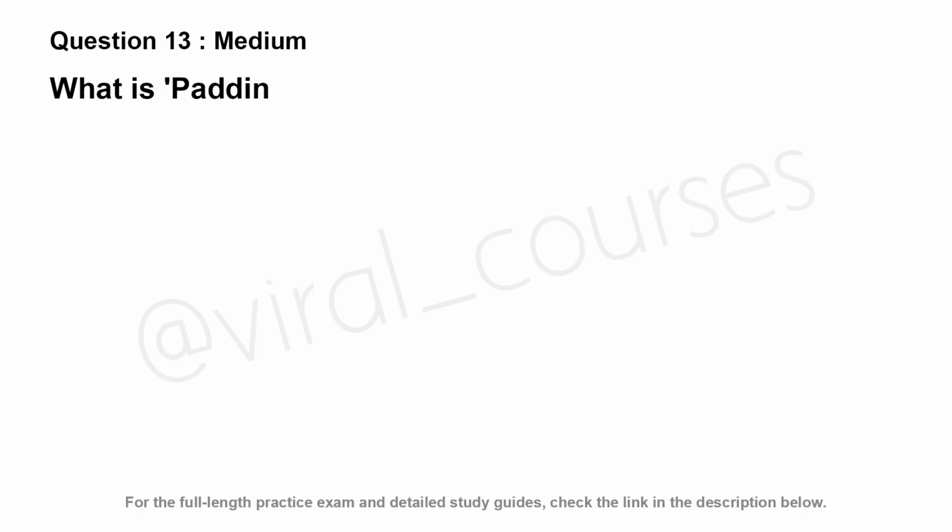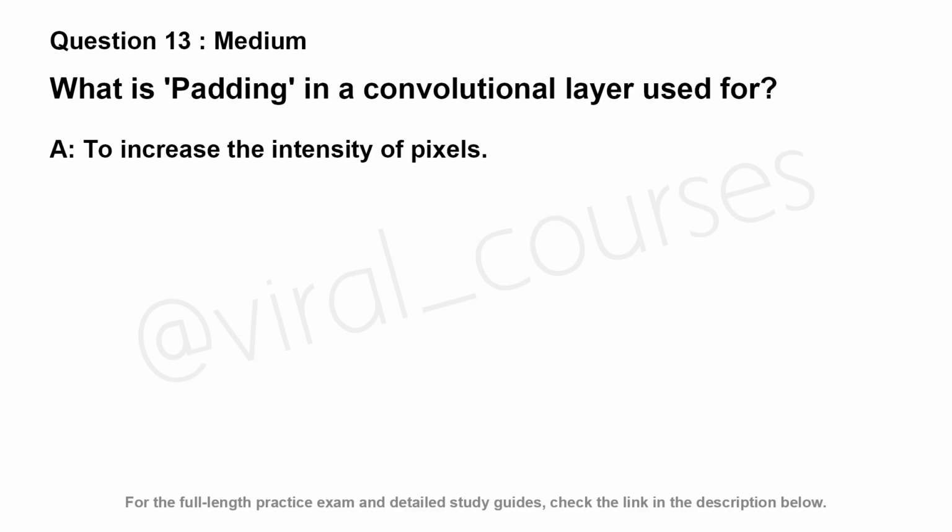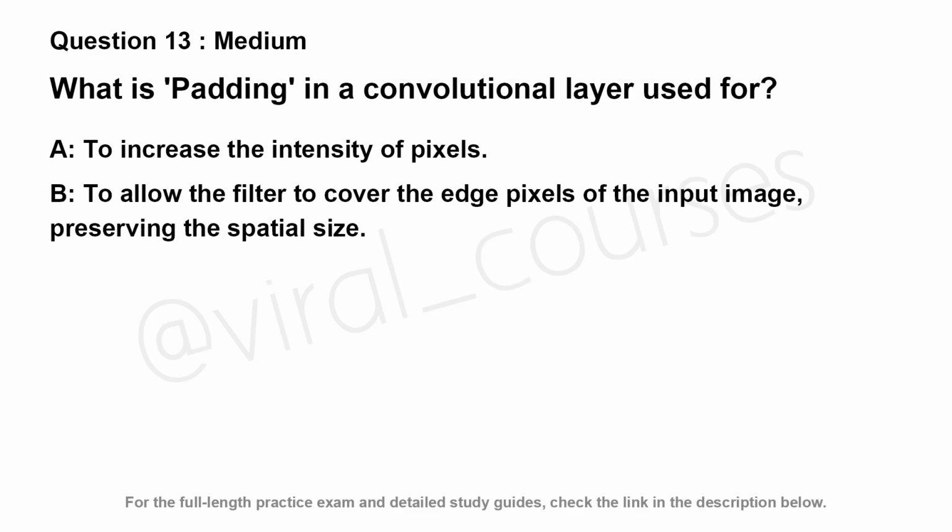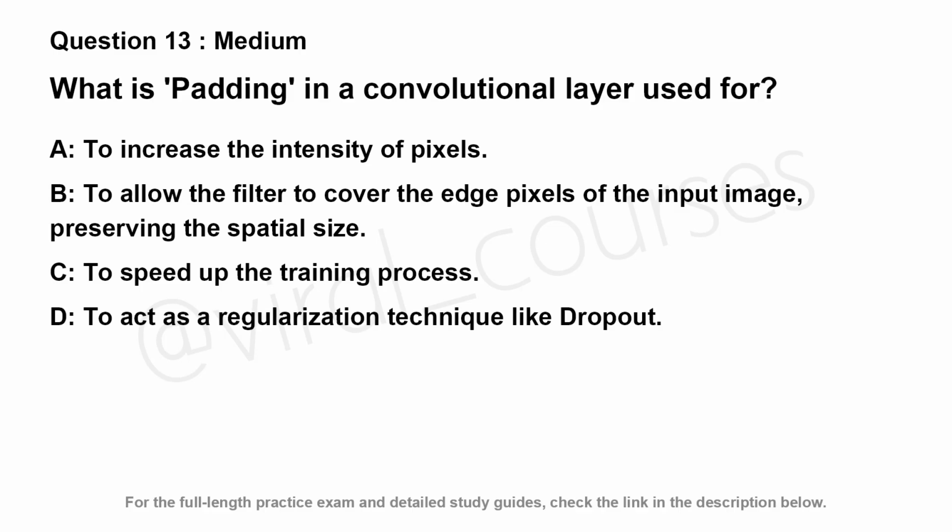What is padding in a convolutional layer used for? Option A. To increase the intensity of pixels. Option B. To allow the filter to cover the edge pixels of the input image, preserving the spatial size. Option C. To speed up the training process. Option D. To act as a regularization technique like dropout.